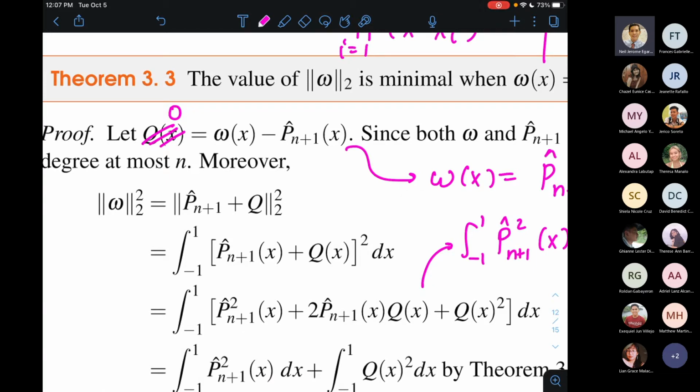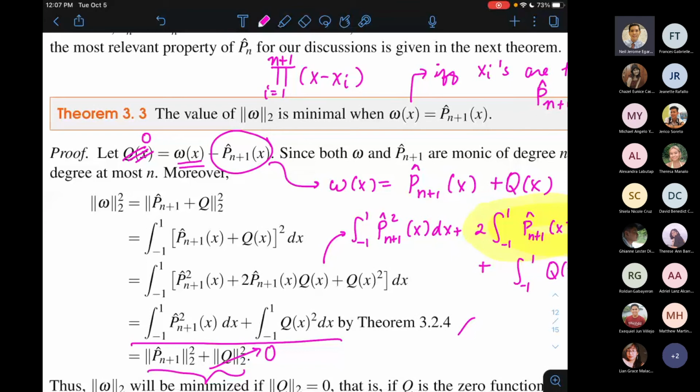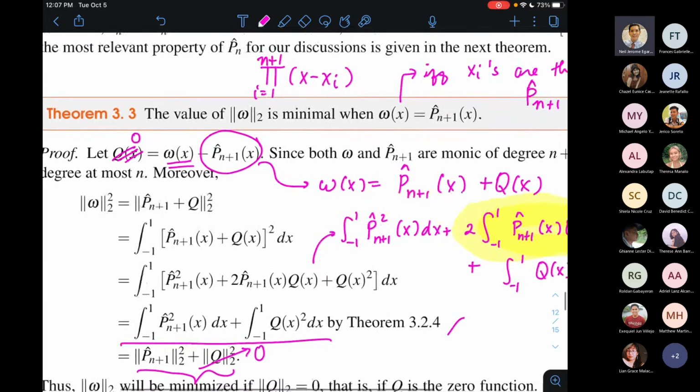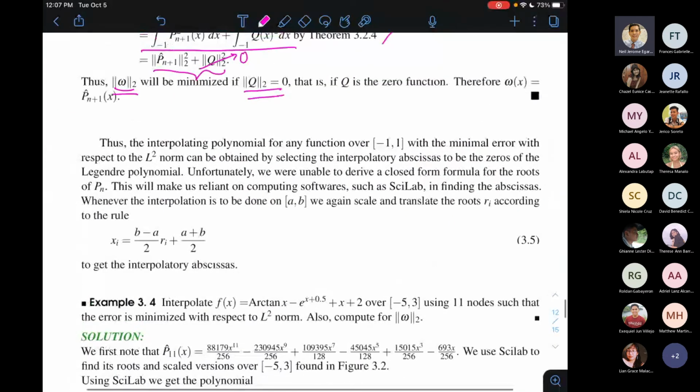Dahil zero siya, that means omega of x is equal to p hat sub n of x. So that means to minimize omega, it should be equal to the monic Legendre polynomial of degree n plus 1, as claimed in the theorem. So the lesson here is whenever we want to get an interpolatory polynomial that minimizes the L2 norm of omega, then we should choose the interpolatory abscissas to be the roots of the Legendre polynomial of degree n plus 1. Okay? Is that clear, guys? Clear naman? Yes po, sir.